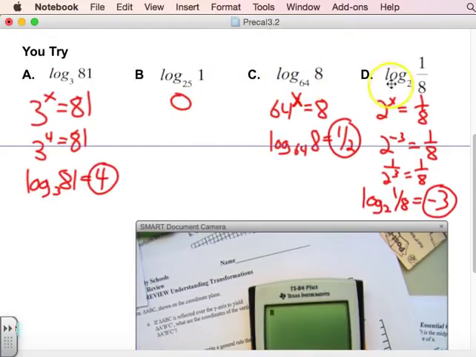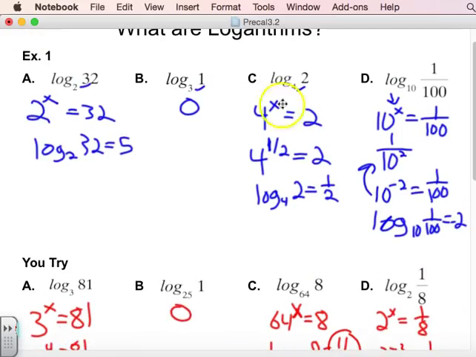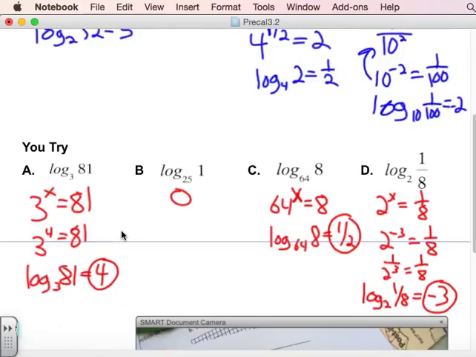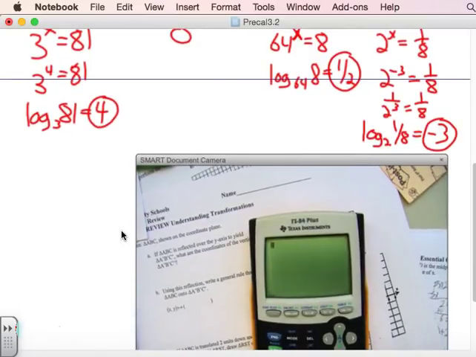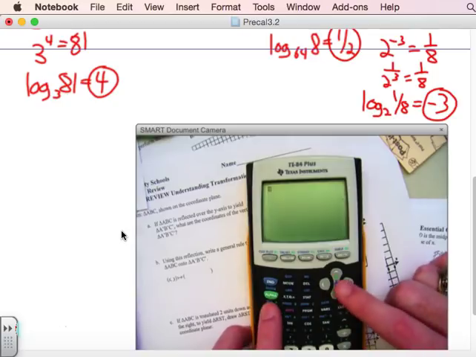So hopefully if you see some of them like this, you can do them real quick in your head instead of having to type them into the calculator. It's always good if you can do things quicker. So when you see ones like this, you can do those quick. But if you aren't sure of yourself and want to make sure you're positive, you can always use the log base button on the calculator.